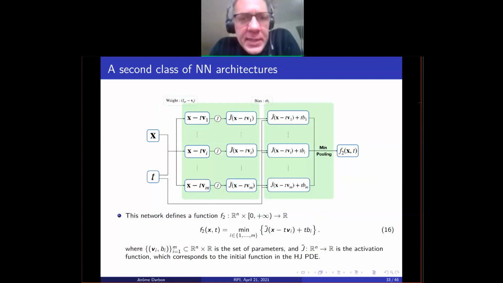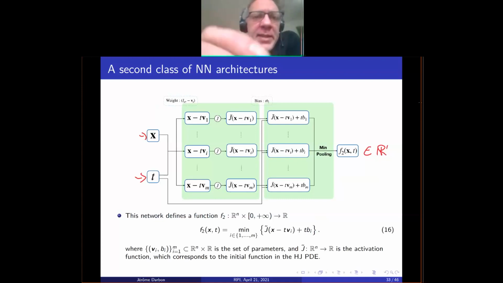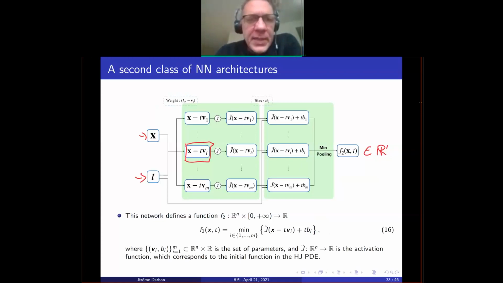The second architecture inspired by the Lax-Oleinik formula is as follows. As before, we are given x and t as the input of the neural network. The neural network will give me a real number, and I have 2 layers here. The first layer is first computing the quantity x minus t v_i, where v_i is a parameter of the neural network.